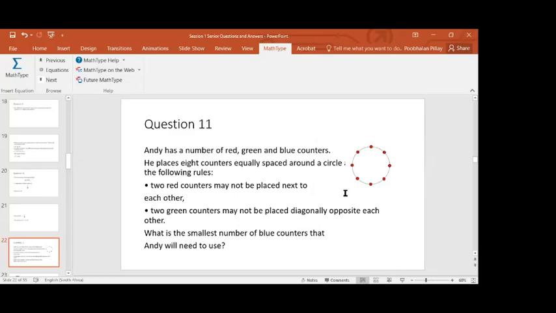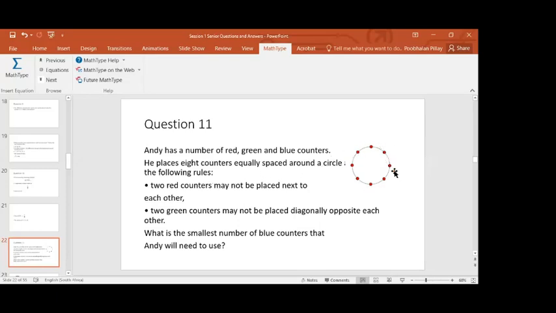Question 11 says, Andy has a number of red, green, and blue counters. Okay, I made these counters here red, which shouldn't have been. Maybe just imagine that they are black, so you have a thought experiment here. But he's got a number of red, green, and blue counters. He places these 8 counters equally spaced around a circle.